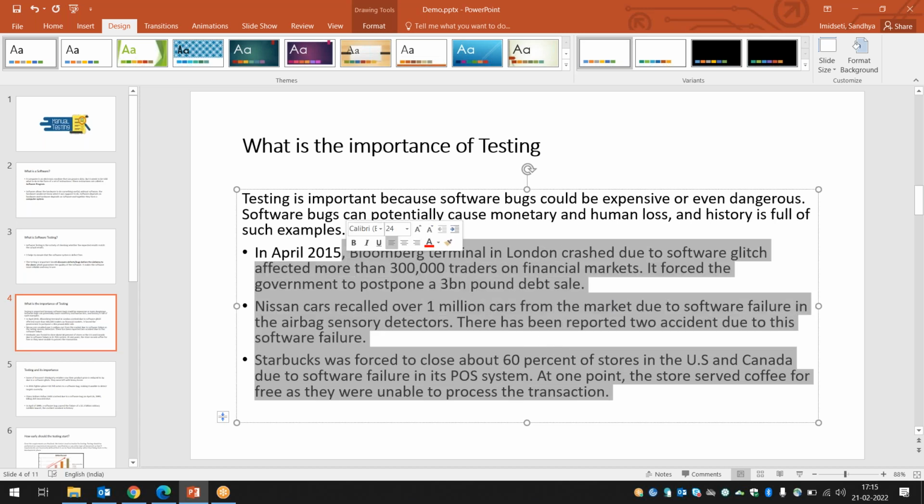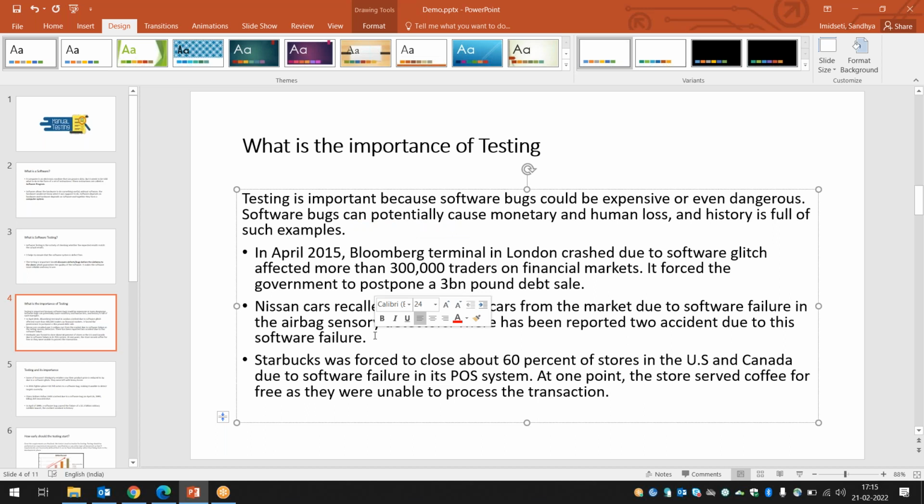Testing is important because software bugs could be expensive or even dangerous. Nissan is a popular car brand, as everyone might be aware. It recalled over 1 million cars from the market due to software failure in the airbag sensor detectors. 2 accidents were reported due to the software failure. Thorough testing did not happen before releasing these cars. The airbag sensor detector functionality was not tested properly, yet the company introduced their cars into the market.